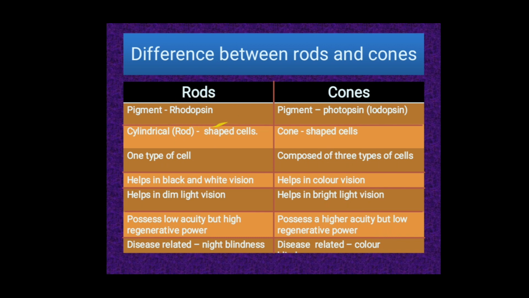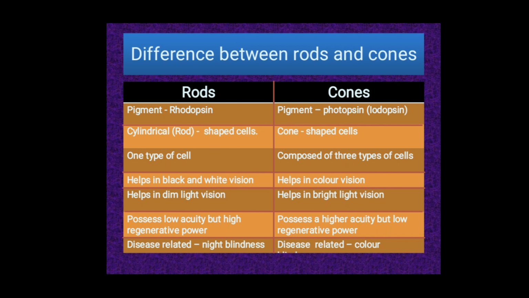So rods contain a protein pigment called rhodopsin, whereas cones contain another type of a pigment called photopsin, which is also known as iodopsin. So which is the first point? The pigment present in the photoreceptor. The rods contain rhodopsin, whereas the cones contain a protein pigment called photopsin, which is also known as iodopsin.